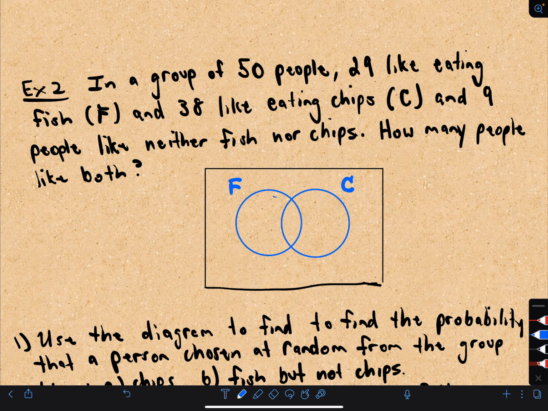And we want to know how many people like both. Well, I know that there's already 9 people that like neither fish nor chips, so I can put a 9 out here because they wouldn't belong in either of those 2 circles. So again, we've got 50 people total. We're trying to figure out how many people like both. That's what we don't know, so I'm going to label that as X. Now, I know that 29 people like eating fish. Maybe they like eating chips as well. So I know to figure out the number of people that like, say, fish only.